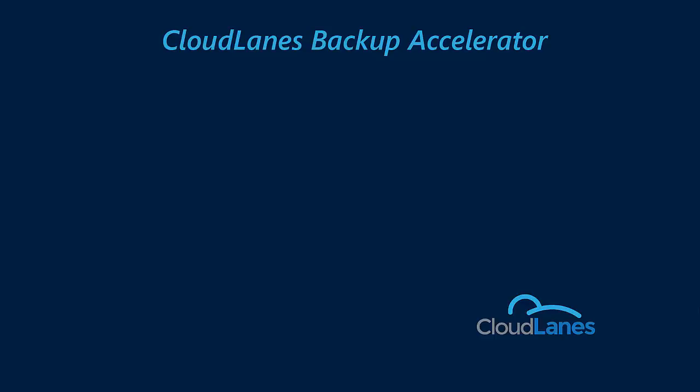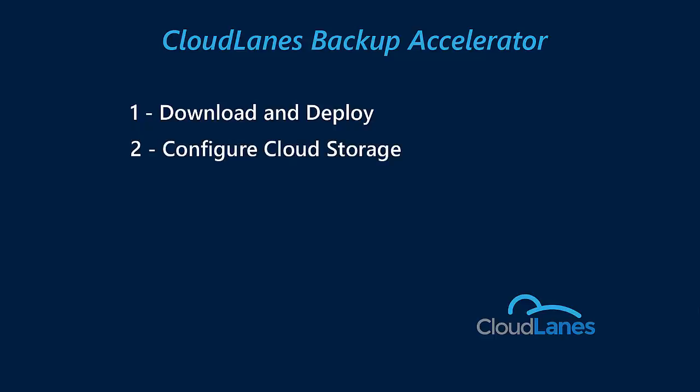Welcome to Cloud Lanes and the Cloud Lanes Backup Accelerator. This series of videos will show you first how to download the correct image for your particular hypervisor and to deploy that image properly. Step 2 will be to configure your cloud storage account or accounts in your cloud storage provider. Step 3 will be to create the Backup Accelerator Vault, where we store all the data that you back up, first initially on premises and then moving it to the cloud.